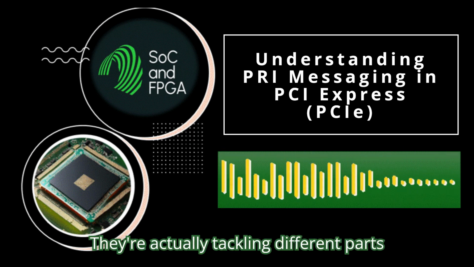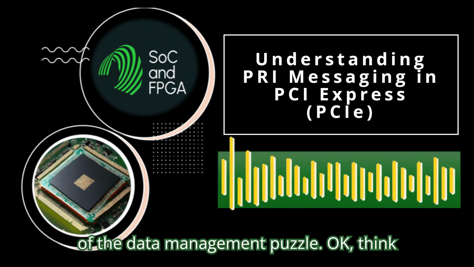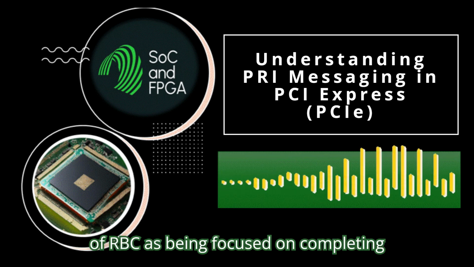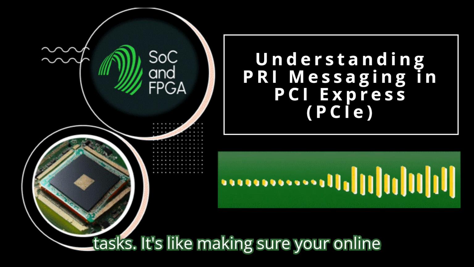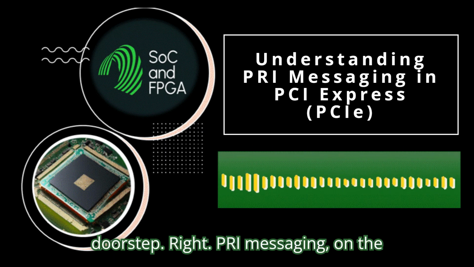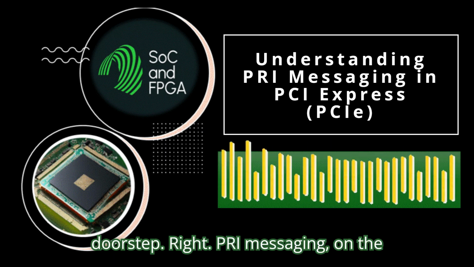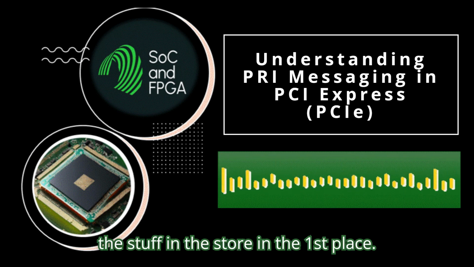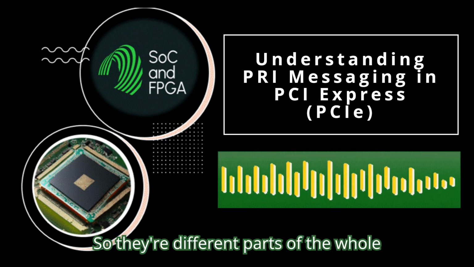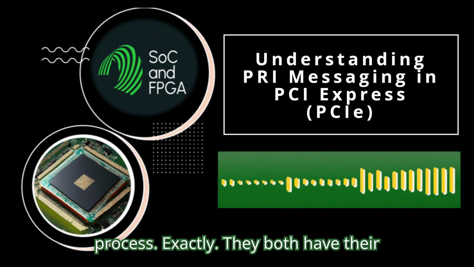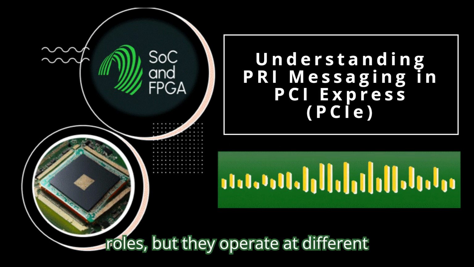They're actually tackling different parts of the data management puzzle. Think of RBC as being focused on completing tasks. It's like making sure your online order actually gets delivered to your doorstep. Right. PRI messaging, on the other hand, is about getting access to the stuff in the store in the first place. So they're different parts of the whole process. Exactly. They both have their roles, but they operate at different levels.